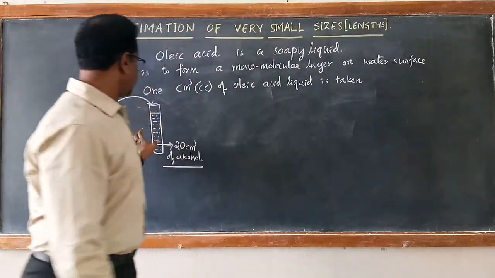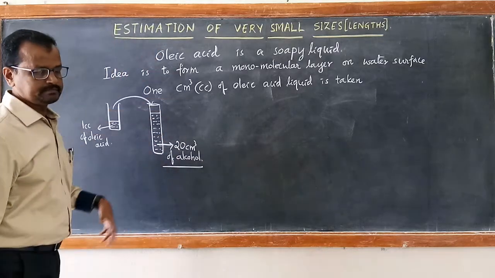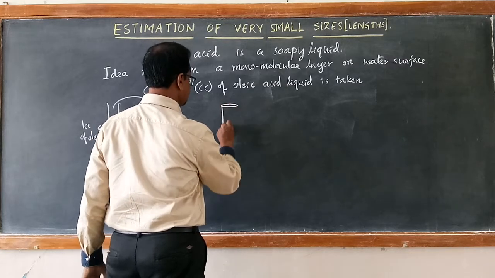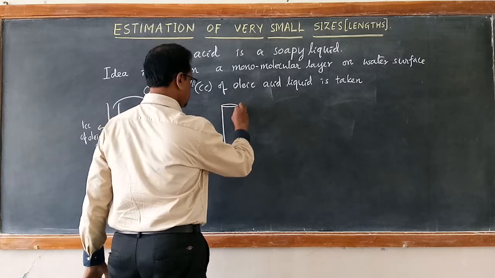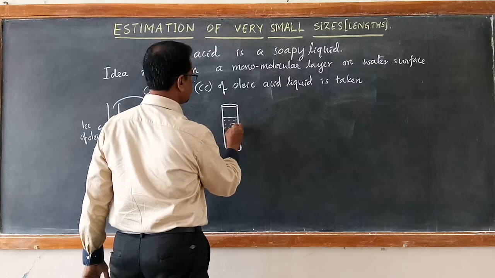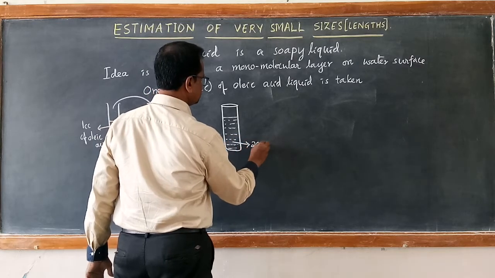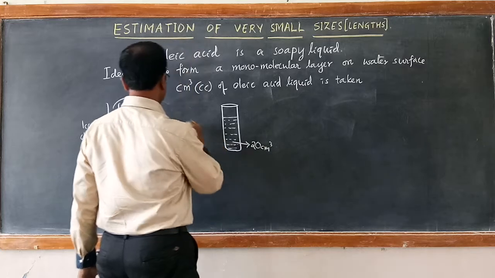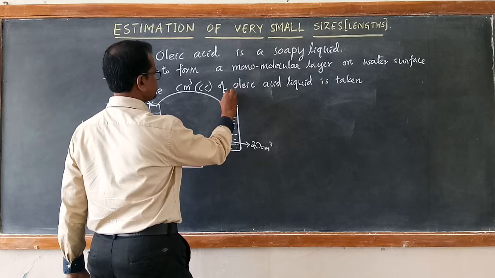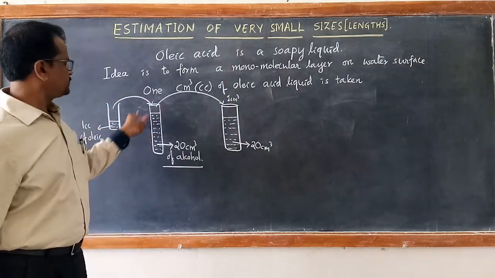Then this solution is thoroughly mixed, and then 1 cc out of this solution is taken in again one more 20 cc of alcohol. One more 20 cc of alcohol is taken, fresh alcohol. In this, only 1 cc is added, 1 centimeter cube of this solution.